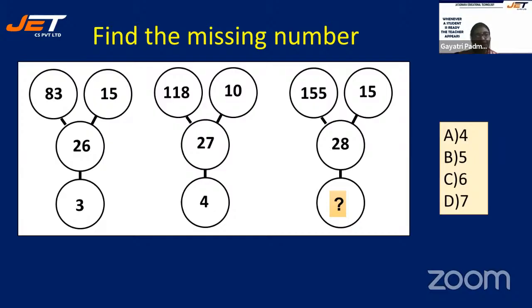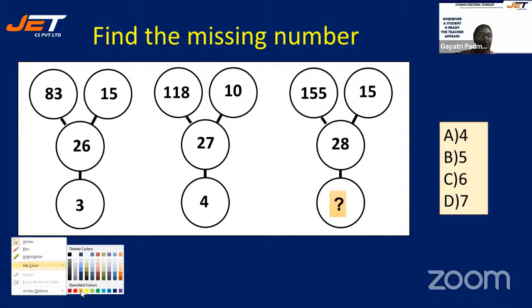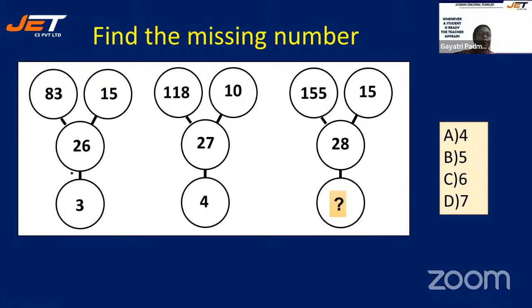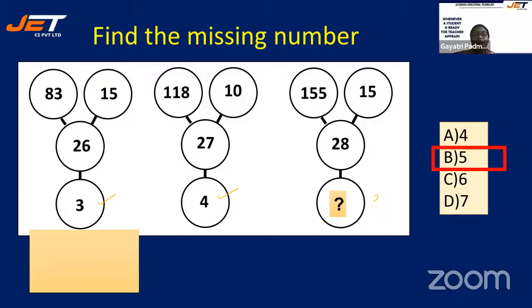Missing numbers. Okay, right. See here. Here you have 3. Here you have 4. But you don't know what comes here. So how do you do this? Being this first sum, let's do it. See the connection between 3. You are multiplying 3 into 26 plus 15 to get 83.